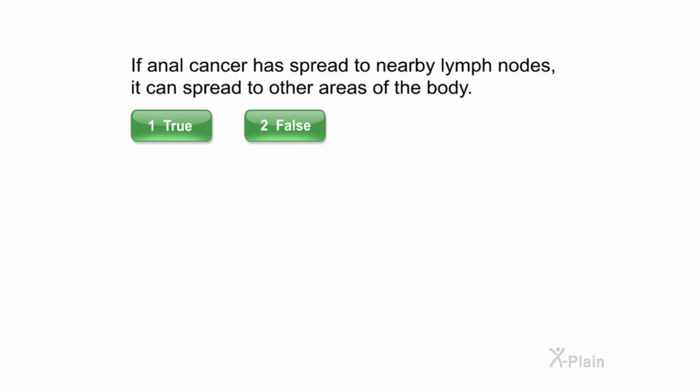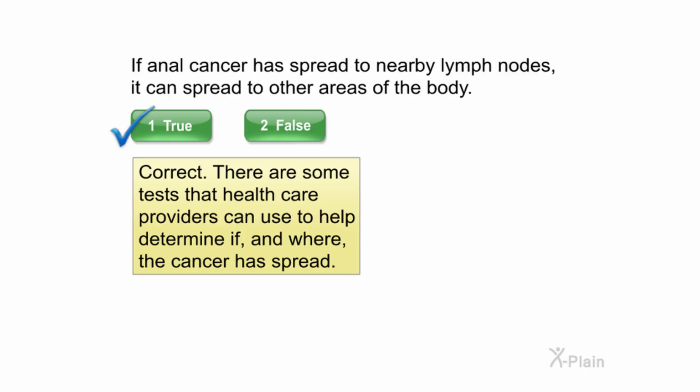If anal cancer has spread to nearby lymph nodes, it can spread to other areas of the body. Select true or false. Correct. There are some tests that healthcare providers can use to help determine if and where the cancer has spread.